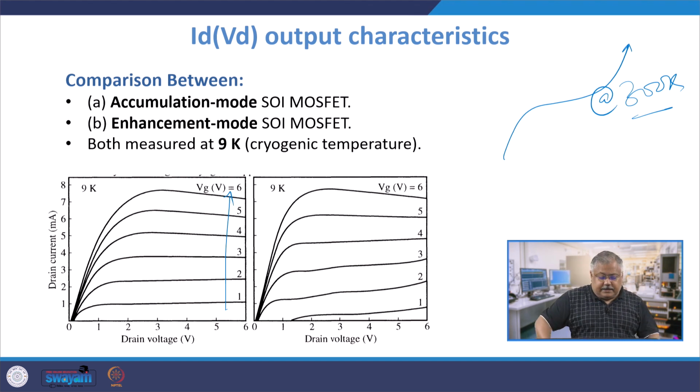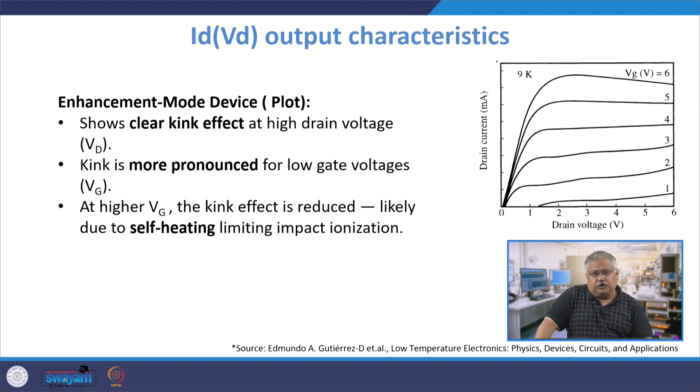So, if you look at the 6 volt VG and you try to find out the drain current with respect to the drain voltage, you see there is a drop here actually. Similarly, if you look at the other characteristics, there is a big drop. Just try to find out. This is for a SOI MOSFET, silicon on insulator MOSFET.